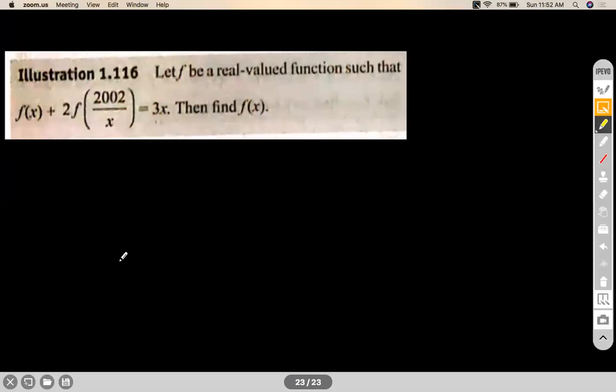Next. f is a real valued function such that f of x plus 2 f of 2000 by x is equal to 3x. Find f of x.